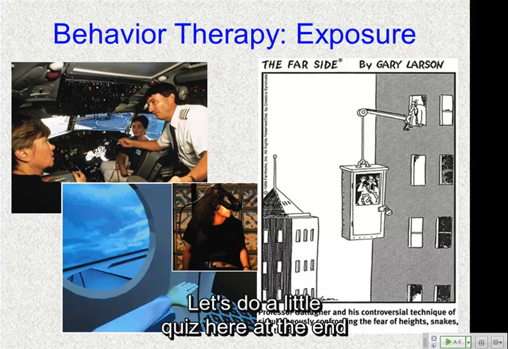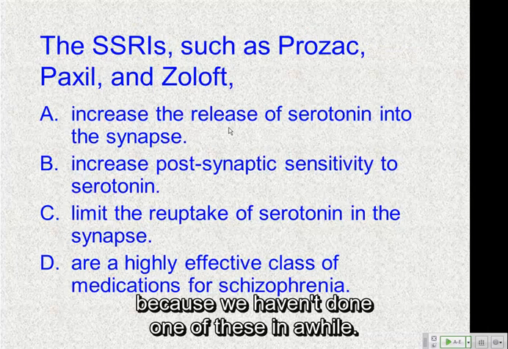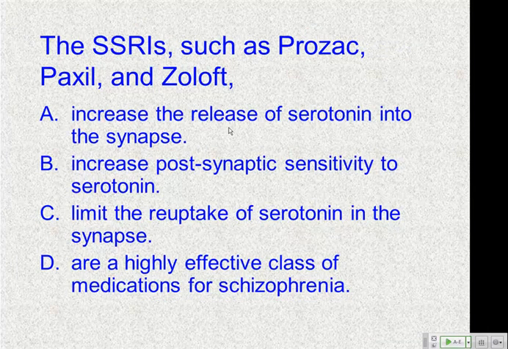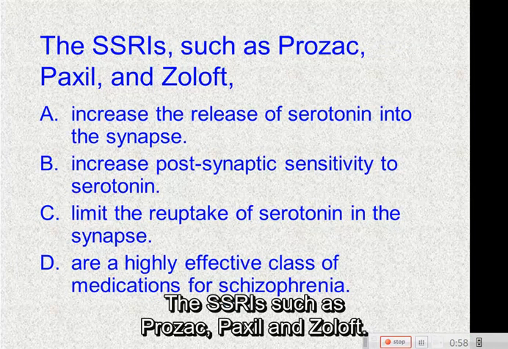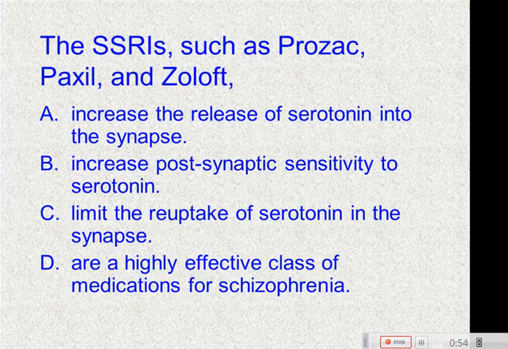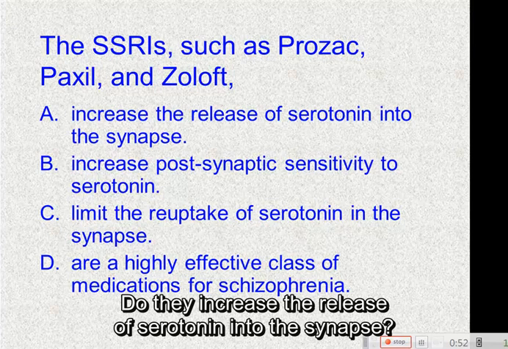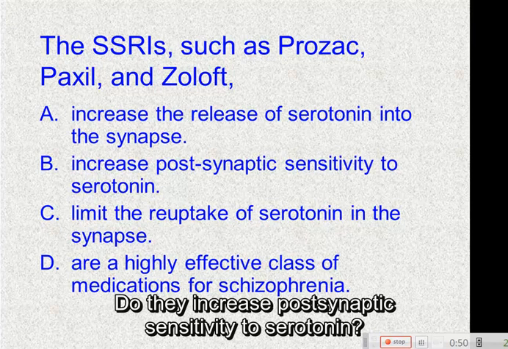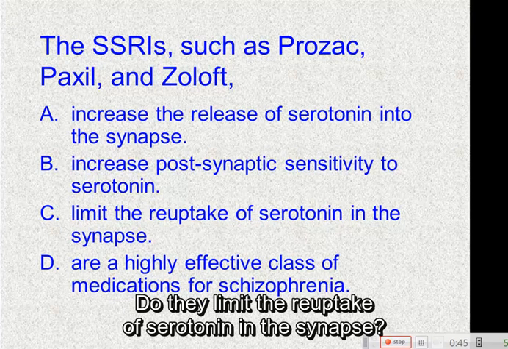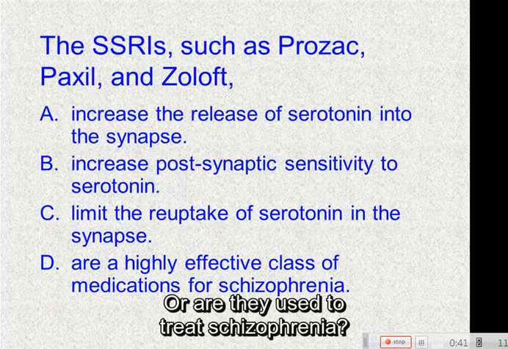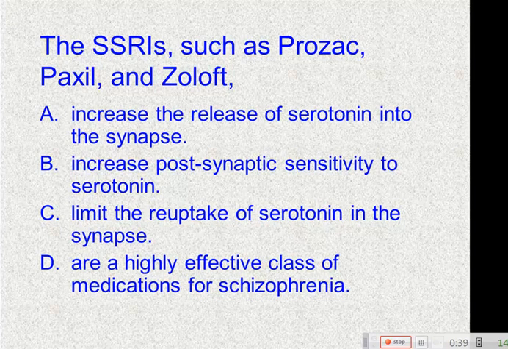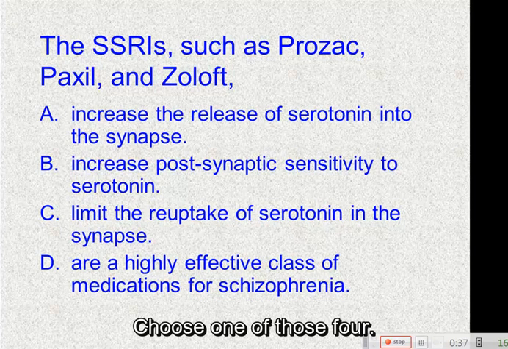All right, let's do a little quiz here at the end, since we haven't done one of these in a while. The SSRIs, such as Prozac, Paxil, and Zoloft, what do they do? Do they increase the release of serotonin into the synapse? Do they increase postsynaptic sensitivity to serotonin? Do they limit the reuptake of serotonin in the synapse? Or are they used to treat schizophrenia? Choose one of those four.